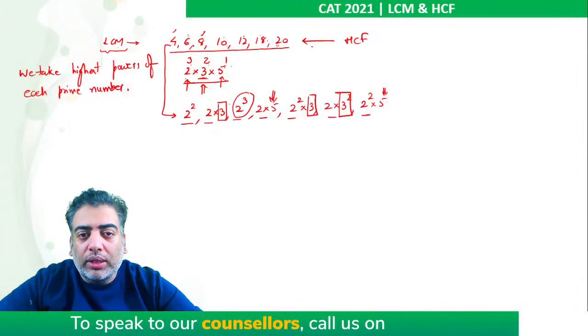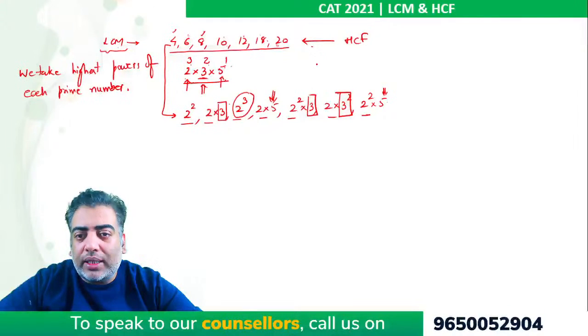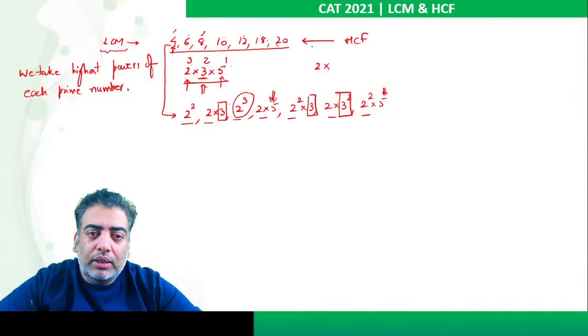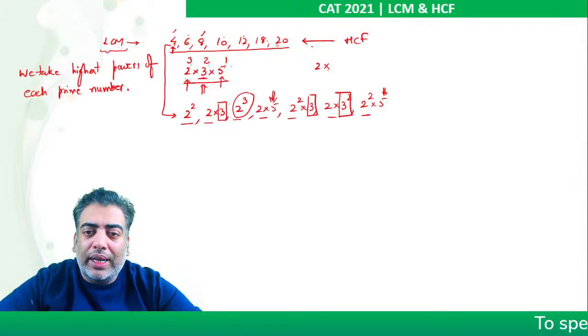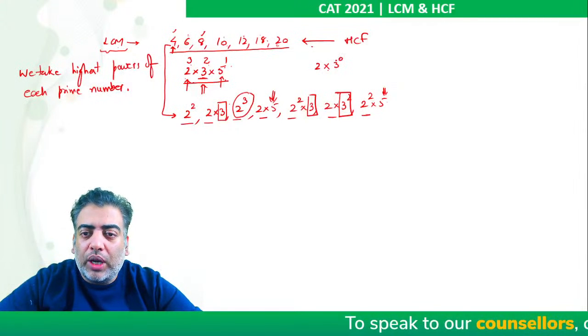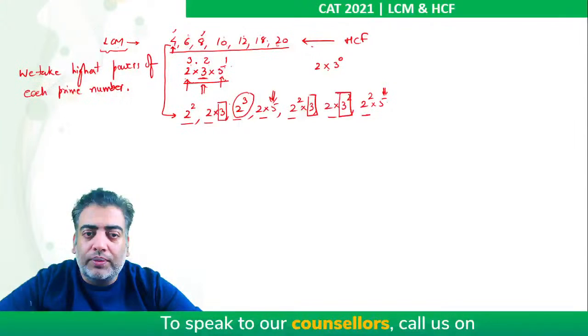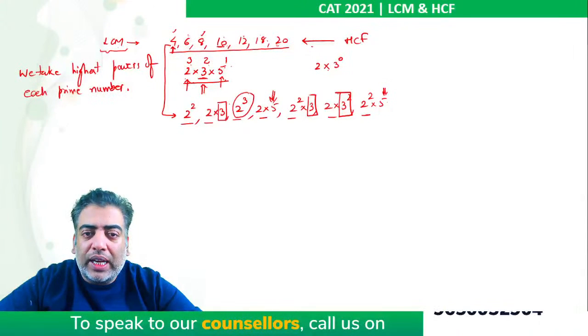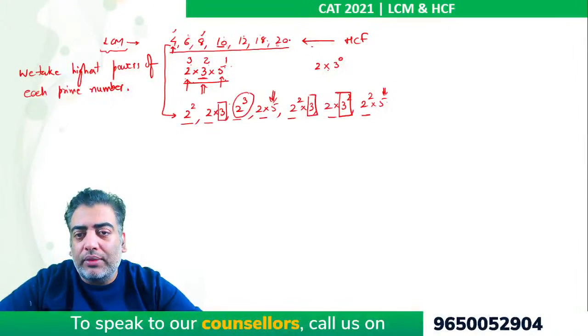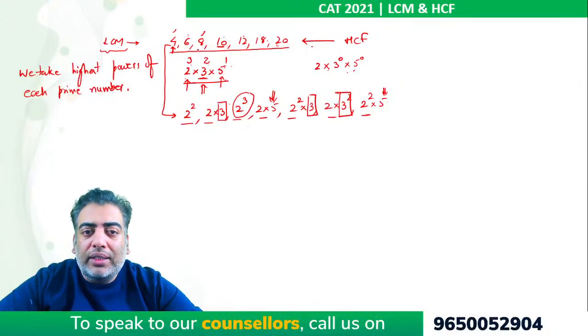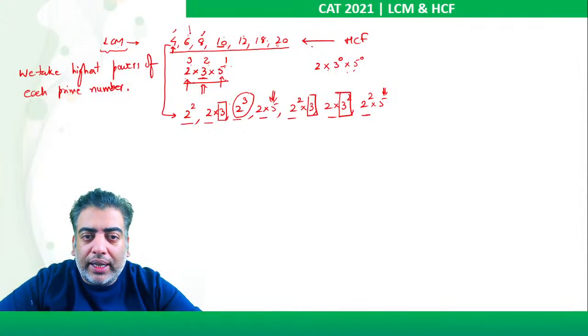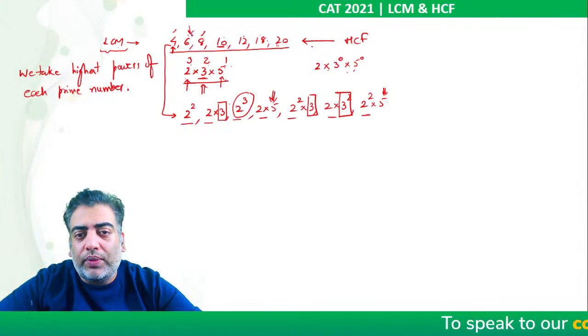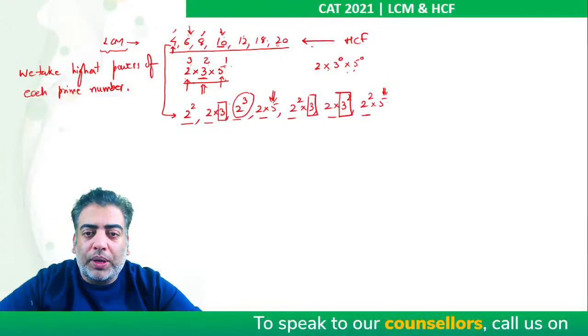As we can see, all the numbers are even, so we must take 2 raised to power 1. So this number is made up of only and only 2 square. It is not a multiple of 3. So in HCF, I cannot have 3, so I will write 3 raised to power 0. This number contains 5, but not all numbers contain 5, so the power of 5 is again going to be 0. And the least power of 2 we can say is in 6, which is 2 raised to power 1, or in 10, which is 2 raised to power 1.